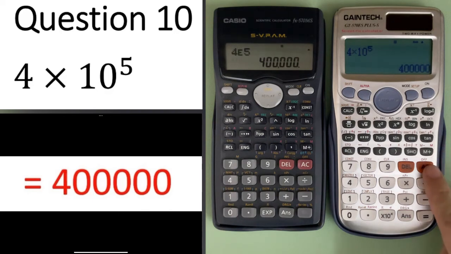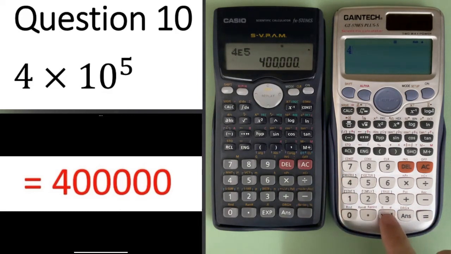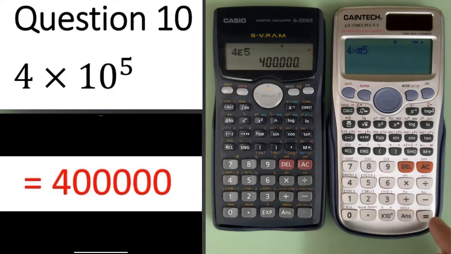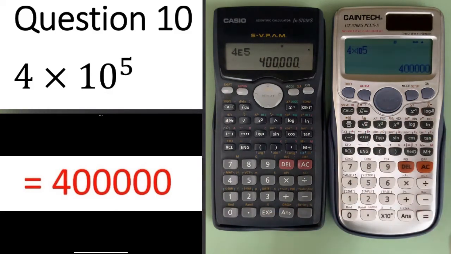Now the second method is to use this button right here. So put on the number 4, followed by this button, and go ahead and put your power. Just put 5 and press equal. So that's how you actually use this button. A lot of students didn't realize that you can actually use this button for times 10 to the power of something. So that's question 10.